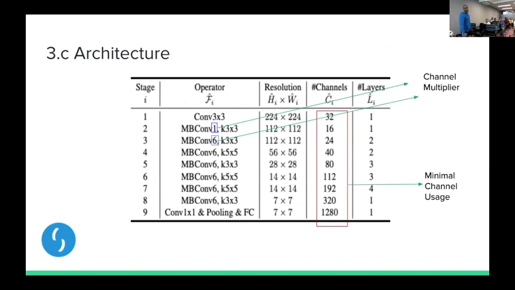So this is their architecture. The first one is convolution 3 cross 3 and convolution 1 6, and finally we get convolution 1 cross 1, pooling and FC. At first they used 24 by 24 resolution, and after going down the layers, the resolution got reduced to 7 into 7. As for the number of channels I mentioned before, at first it gets 32 channels, 16 channels, 24 channels, 40, 80, and so on.